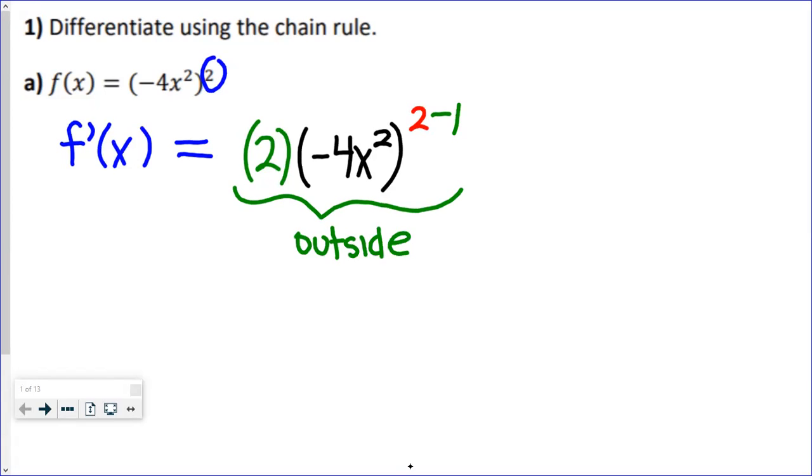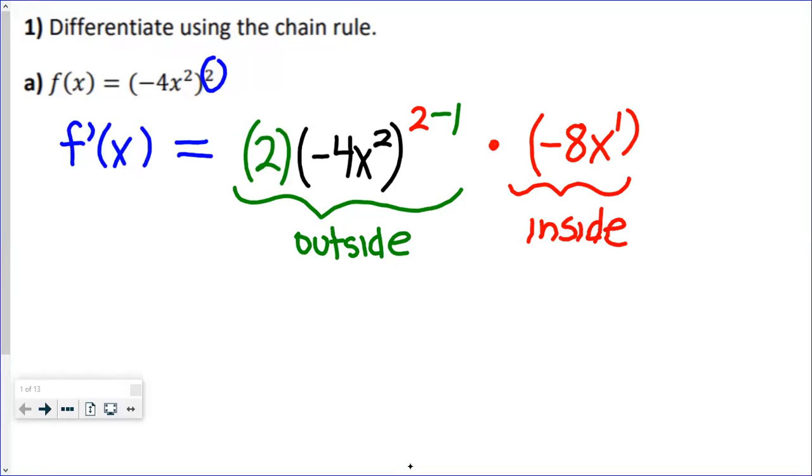And now I have to remember that this is not x squared, there's an inside function as well, negative 4x squared. So I have to multiply all of this with the derivative of the inside function. So negative 4 times 2 is negative 8. And x to the power of 2 minus 1 is x to the power of 1. And this is the derivative of the inside function.